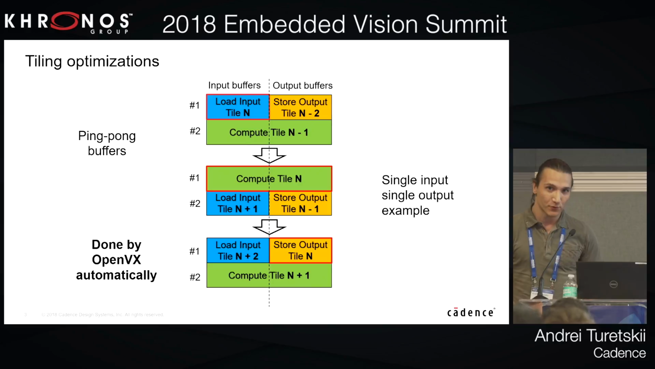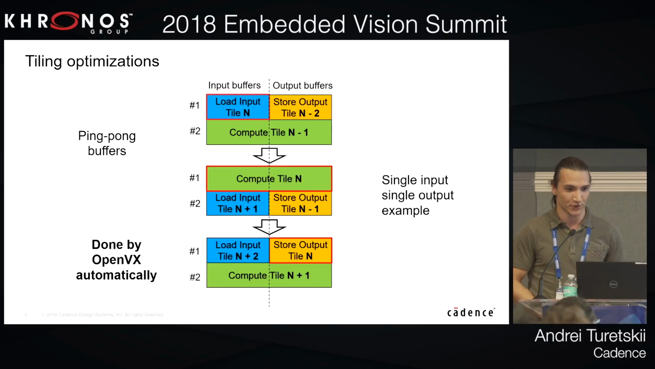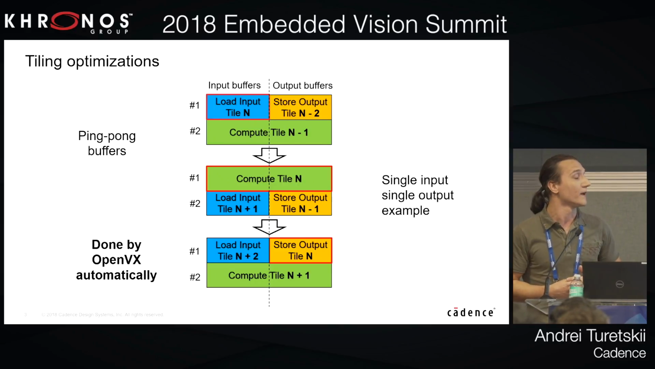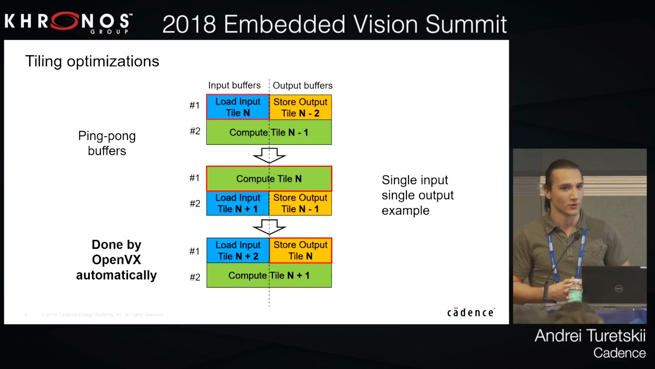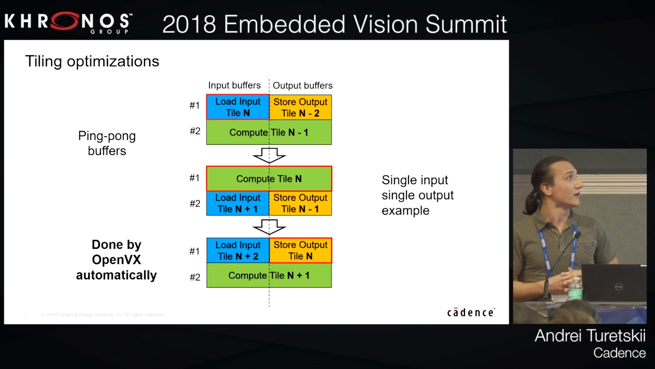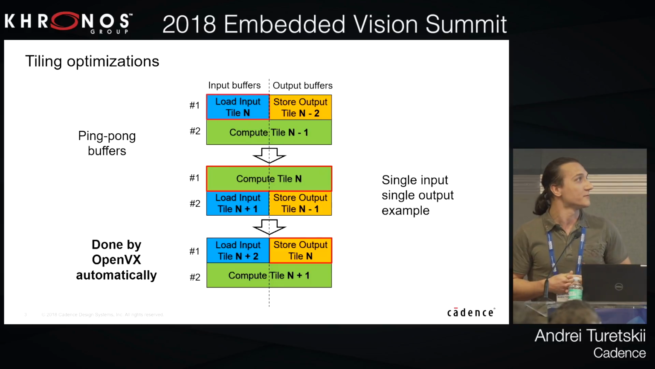So now a few words about optimizations which can be done with tiles. Every high-performance system tries to minimize memory access waiting time. In the context of the Cadence implementation of OpenVX on DSP, this is done through parallelizing core computations and memory transfers. This is done through ping-pong buffers. The main idea is to have two buffers per tile. One is used for core computations, while at the same time the other one is used for memory transfers.